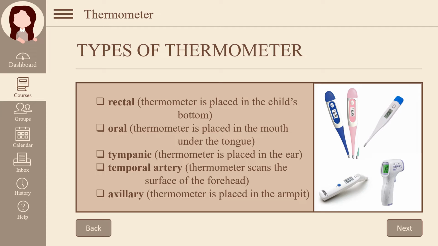There are many different types of thermometers that can be used to measure temperature, and there are several ways to take a temperature using these thermometers, such as: rectal thermometer is placed in the child's bottom, oral thermometer is placed in the mouth under the tongue, tympanic thermometer is placed in the ear, temporal artery thermometer scans the surface of the forehead, an auxiliary thermometer is placed in the armpit.